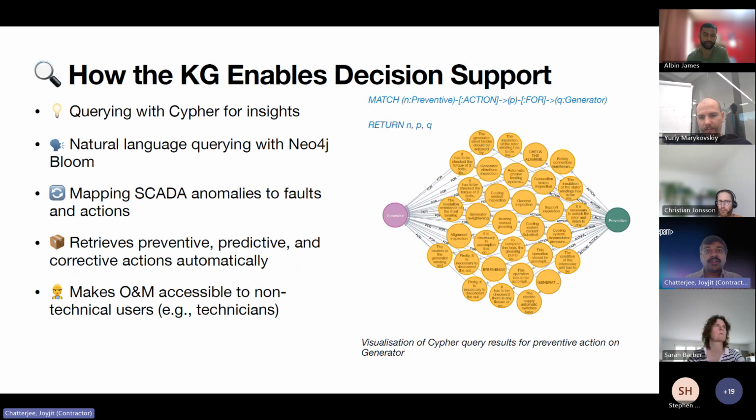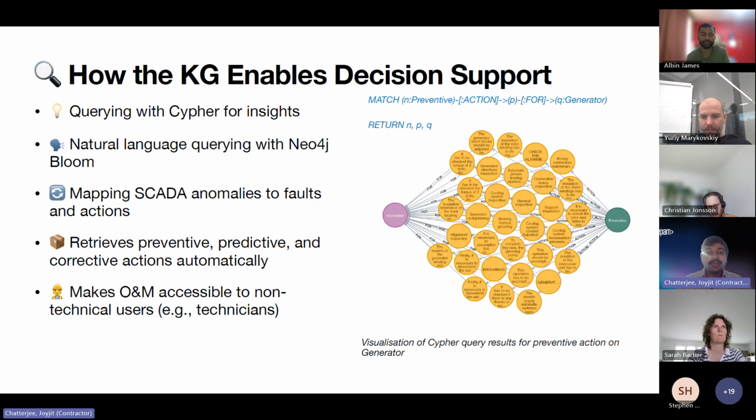So how the knowledge graph enables decision support, as you can see with Cypher queries. Of course, you can query preventive actions for a generator. You will see several nodes that are associated with the exact actions you need to take for preventive maintenance on the generator of the wind turbine. You can map the SCADA anomalies to faults, as you will see in the next slide.